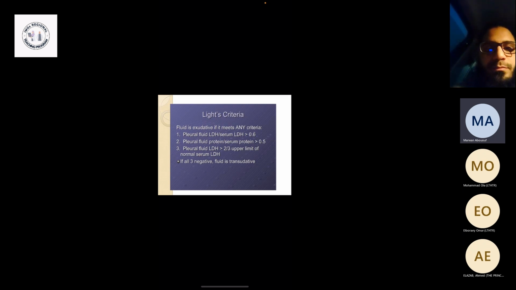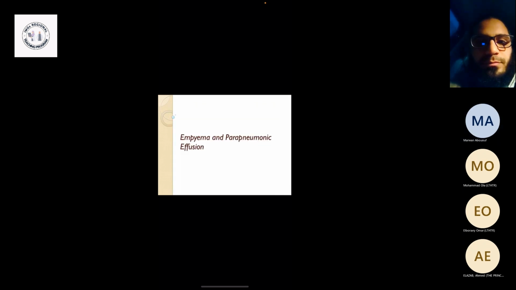If pleural fluid LDH over serum LDH is more than 0.6, or pleural fluid protein over total serum protein is more than 0.5, or pleural fluid LDH is more than 2/3 the upper limit of normal serum LDH. If the three are negative, it's purely transudate. If one is positive, it's an exudate. We will begin now talking about the empyema and parapneumonic effusion, which is our main topic.